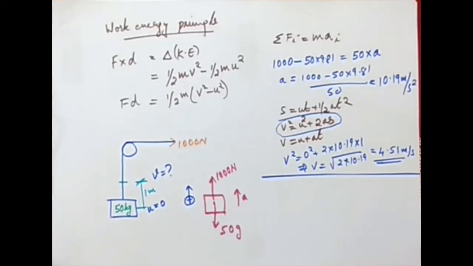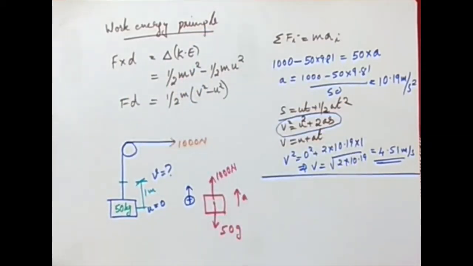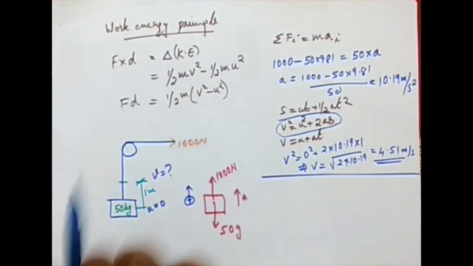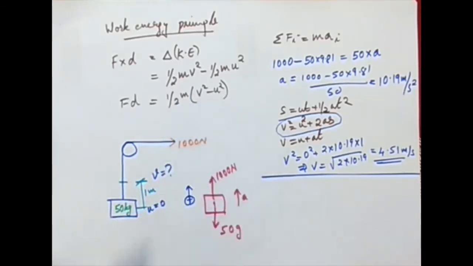The same can be handled using our work energy principle. I'm telling about an alternate way. In the very beginning itself I said there is no one way of solving a problem. There are many ways. This is the one basic approach that we have already learned. Now we are going to try with the work energy principle. The work energy principle says that force times distance equals half m into v² minus u². I'm directly substituting that condition.